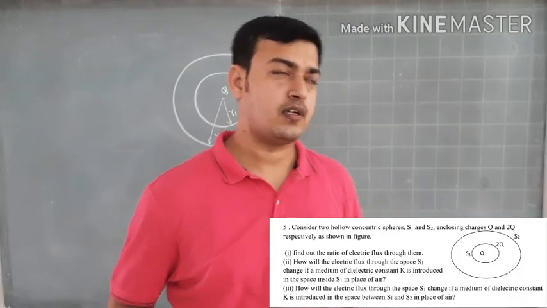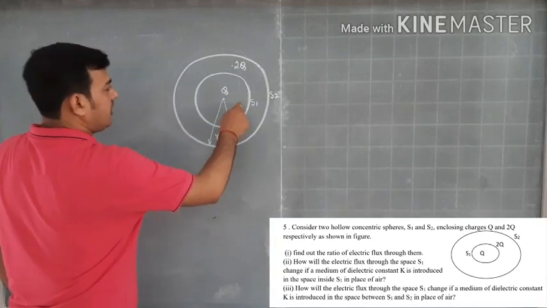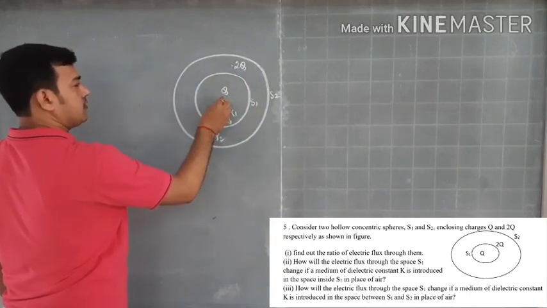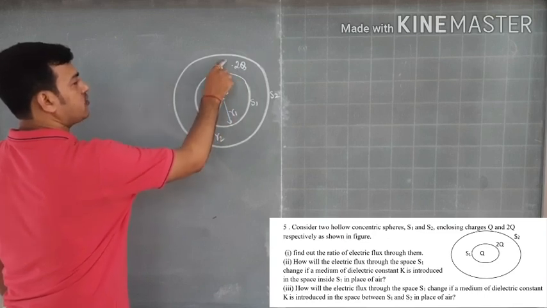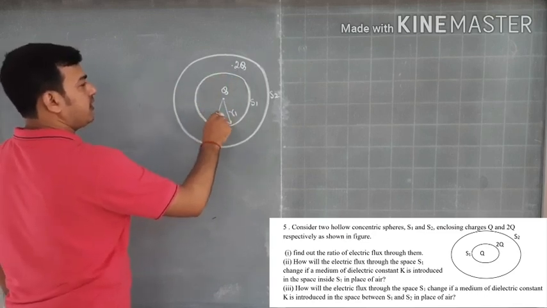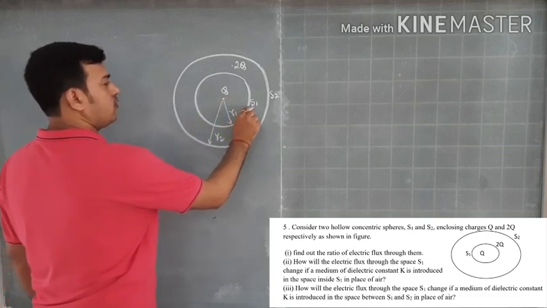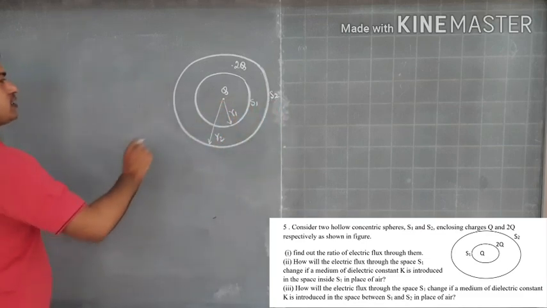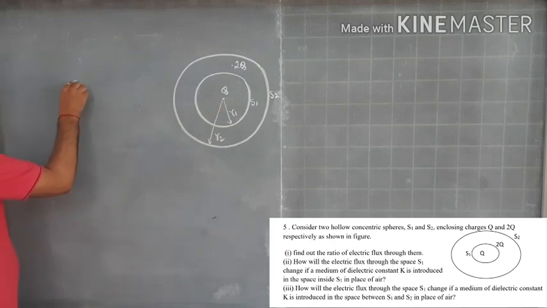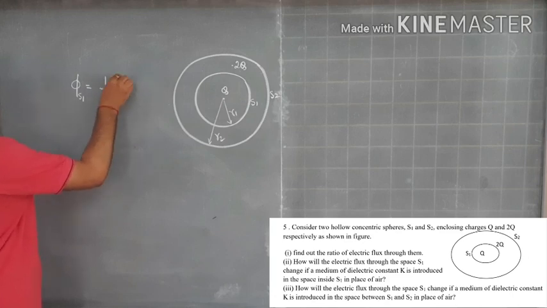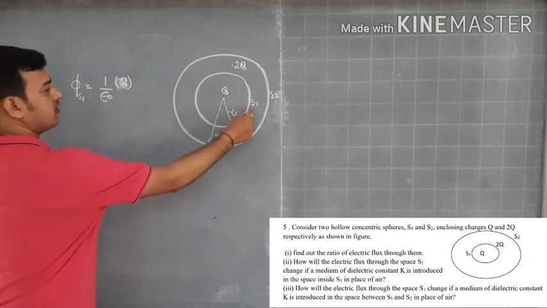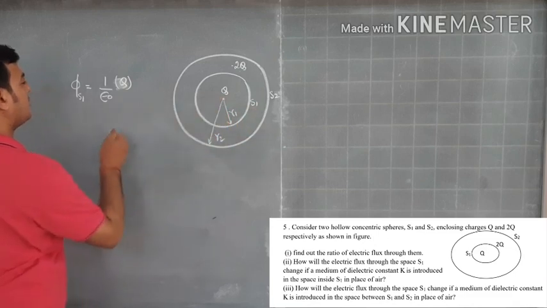Now for the next question, first of all, we have two concentric shells. The charge Q is at the common center and the second charge is in between these two shells S1 and S2, and we need to find out the ratio of the flux through shell S1 and shell S2. As per the Gauss theorem, the flux through shell S1 will be 1 by epsilon naught times the charge enclosed within the shell, and the charge enclosed within S1 is Q.